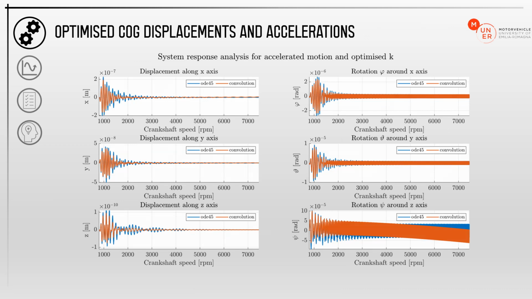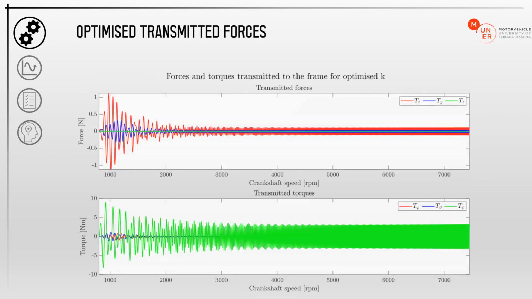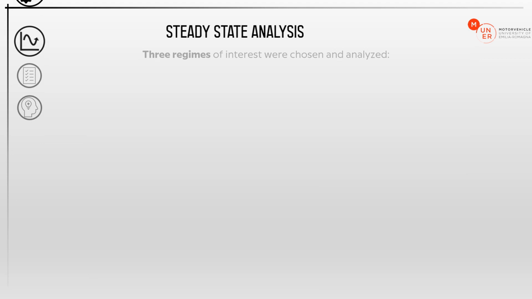These are the displacements of the engine with the new stiffness coefficients. These are the accelerations with the new stiffness coefficients. And last, the forces transmitted. Now, the maximum torque is 10 Newton meters, which represents a 94% reduction compared to the previous case. There are small vibrations transmitted to the driver now, and we are satisfied with this result.